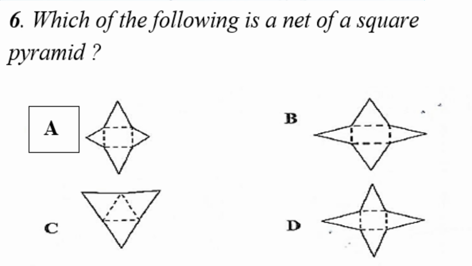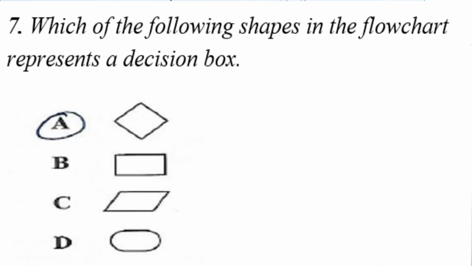And then we move on to question 7. Question 7 reads, which of the following shapes in the flowchart represents a decision box? Now, a decision box is a diamond or a rhombus. So in that case, A is the decision box, or the rhombus. And then we move on to question 8.